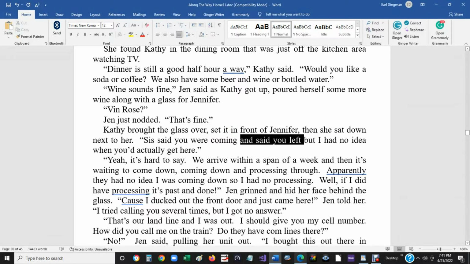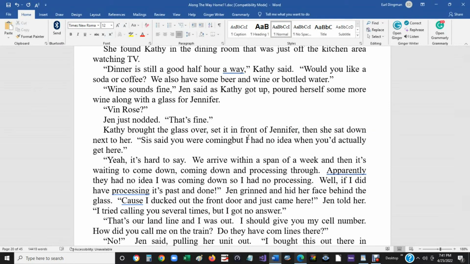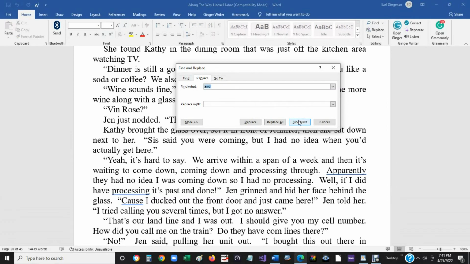There's usually a comma before so's or after so's, depending on where the so is. Same thing with but. If you start a sentence with but, which you can do, it's not advisable, but you can start a sentence with but, it usually has a comma after it. Okay, here's the hard one. "We arrived within the span of a week, and then it's waiting to coming down and processing through. Apparently they had no idea I was coming down, so I had no processing." Well, if I did have processing, it's past and done.